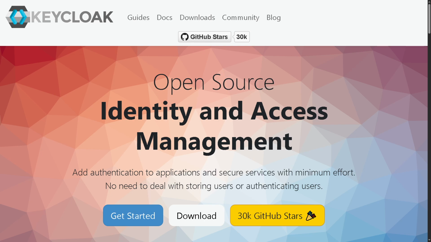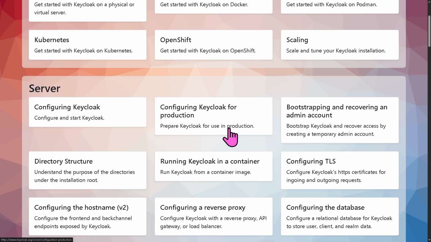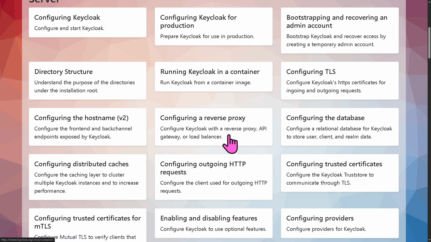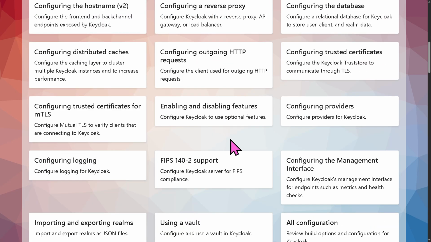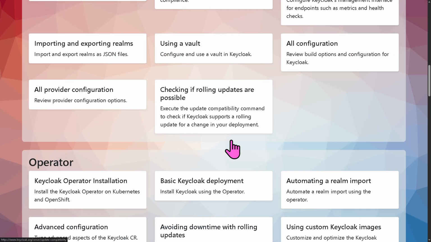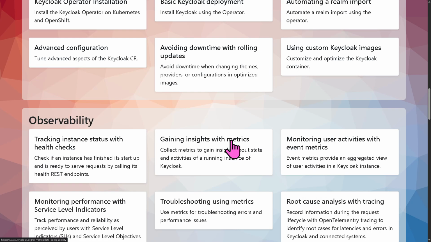Let's begin. Keycloak is an open source identity and access management, or IAM, solution that helps developers and organizations manage authentication, authorization, and user identity across applications and services without having to build these security features from scratch.